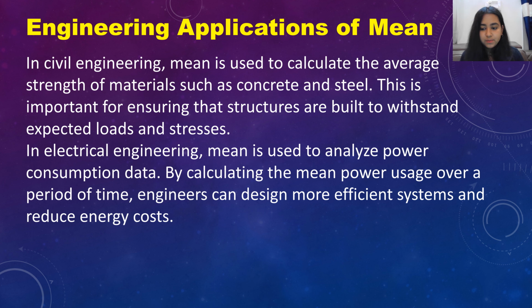And then engineering applications of mean. In civil engineering, mean is used to calculate the average strength of materials such as concrete and steel. This is important for ensuring that structures are built to withstand expected loads and stresses. In electrical engineering, mean is used to analyze power consumption data. By calculating the mean power usage over a period of time, engineers can design more efficient systems and reduce energy cost.